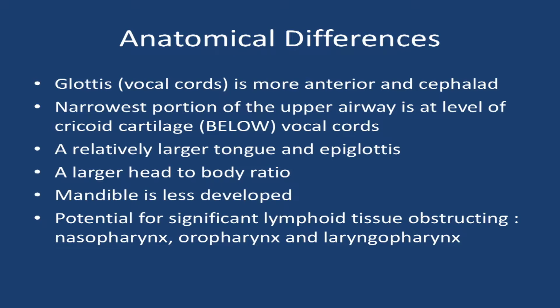Glottis, or vocal cords, is more anterior and cephalad. Narrowest portion of the upper airway is at level of the cricoid cartilage, below the vocal cords. A relatively larger tongue and epiglottis, a larger head-to-body ratio. The mandible is less developed. Potential for significant lymphoid tissue obstructing the nasopharynx, the oropharynx, and the laryngopharynx.